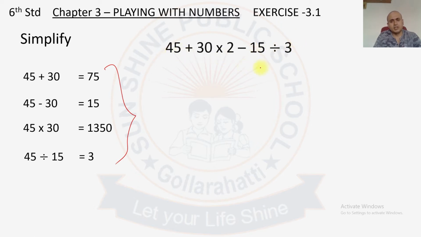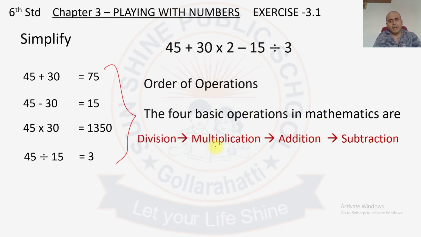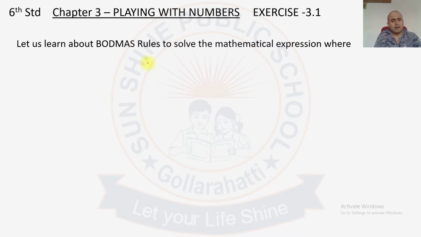So in these operations, how will you solve the problems? That is the order of operations. The four basic operations in mathematics are division, multiplication, addition and subtraction. So here first you have to divide and then multiply and then add and then subtract. This is known as the BODMAS rule, that is division, multiplication, addition and subtraction. So now let us learn about the BODMAS rules to solve mathematical expressions, and see what BODMAS stands for.